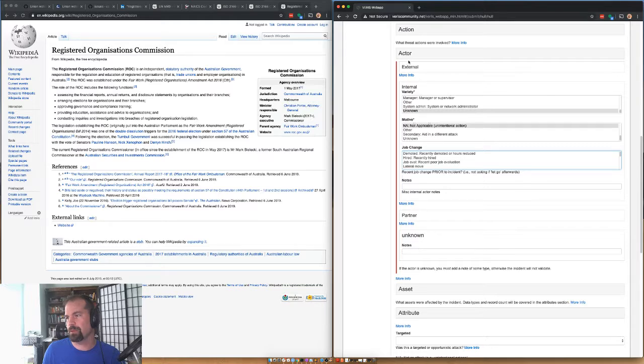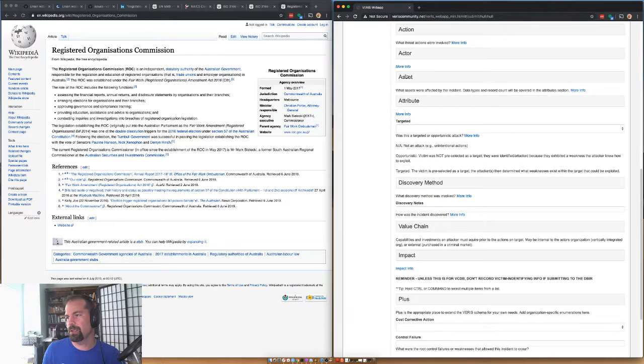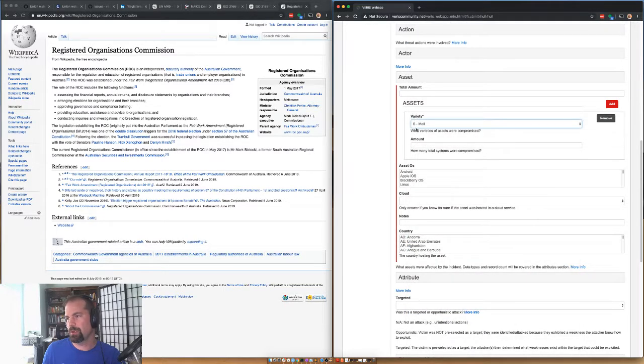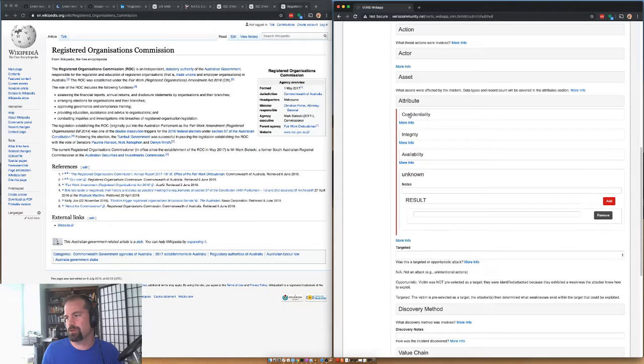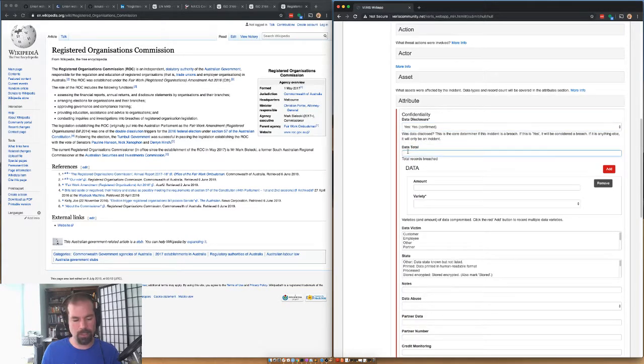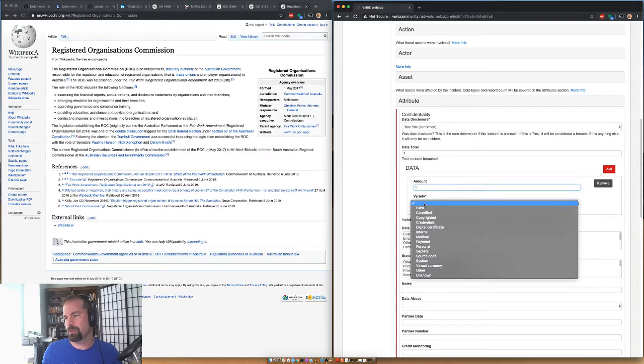So let's see, we can probably close down actor. Asset: this was a mail server that was involved. The operating system and the rest of this doesn't really matter. Attribute: breach of confidentiality. Data: one email.